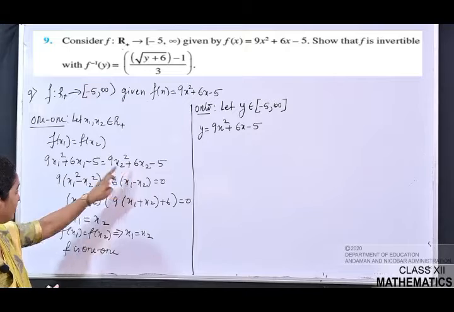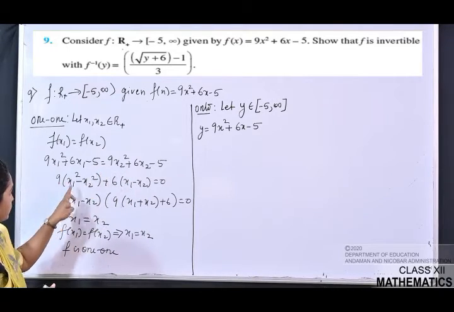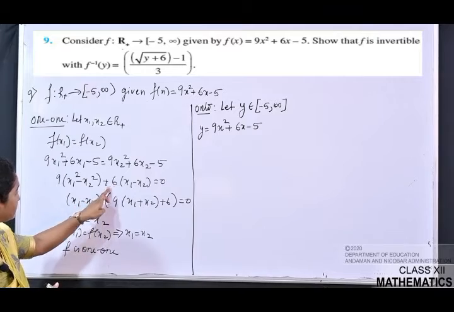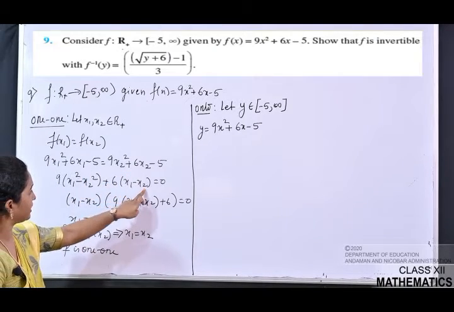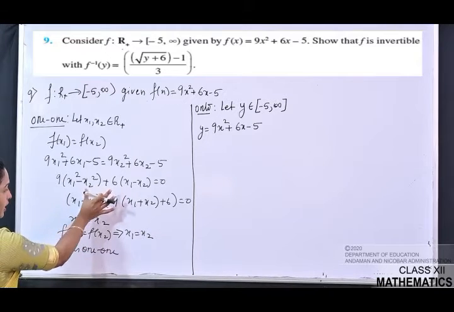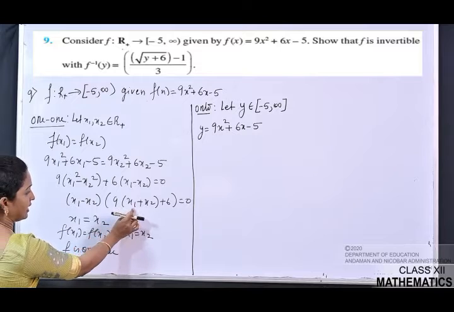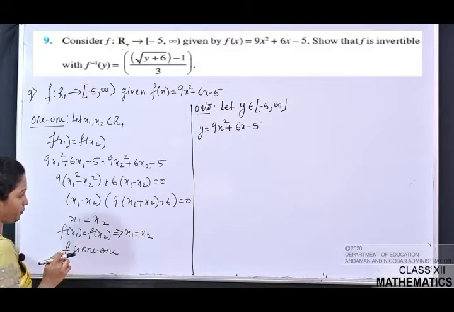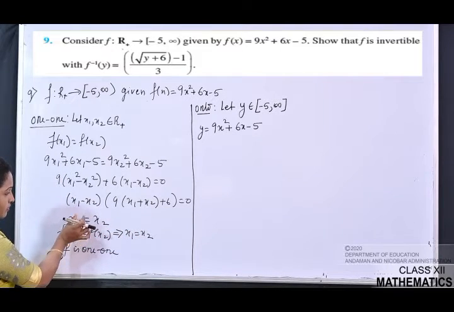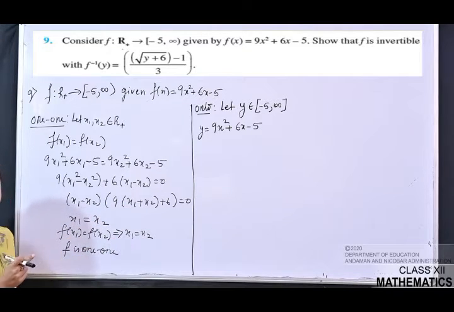You will write both sides and simplify, okay. 9 into, you will take common from these two, x1 square minus x2 square plus 6 into again x1 minus x2, the 5 cancels out, is equal to 0. From these two, again you are taking x1 minus x2 common. So what you are going to get? 9 times (x1 plus x2) plus 6 is equal to 0. Now since x1 minus x2 is equal to 0 means x1 is equal to x2. So f(x1) is equal to f(x2) implies that x1 is equal to x2.